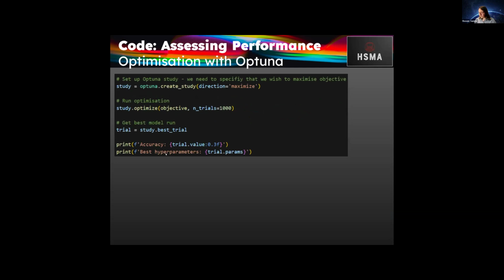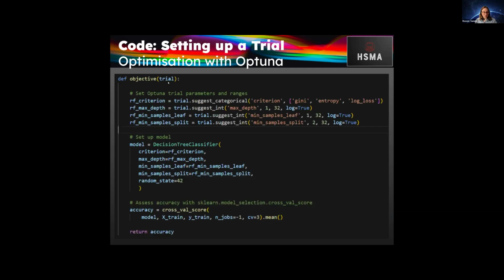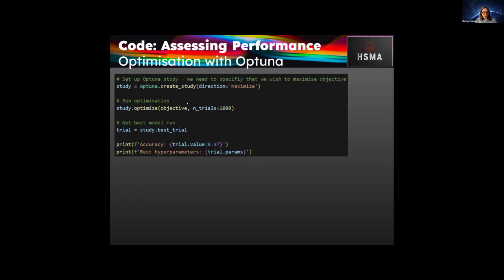For Optuna, when we create the study, in this case, we say we want to maximize the accuracy. We run the optimization, we pass in our objective function that we've just defined, and we tell it we want to do a maximum of 1,000 different combinations. We get the best model from the run, and we print out the accuracy and the best hyperparameters. So it's nice and simple, a nice, efficient way to get a really good set of parameters.